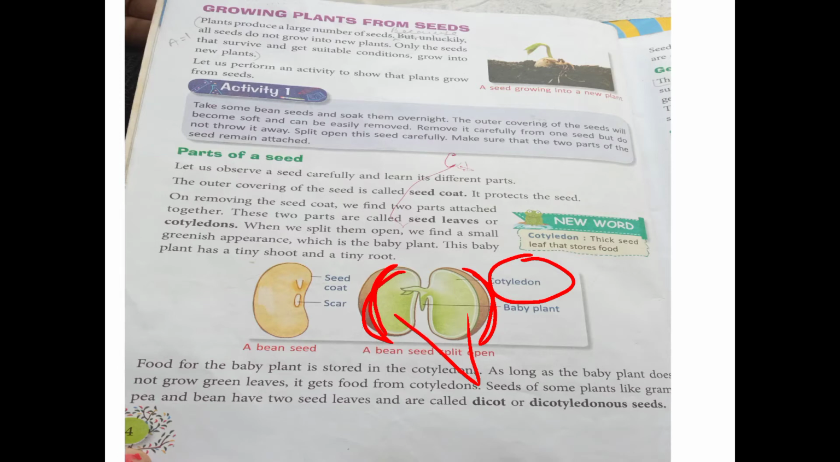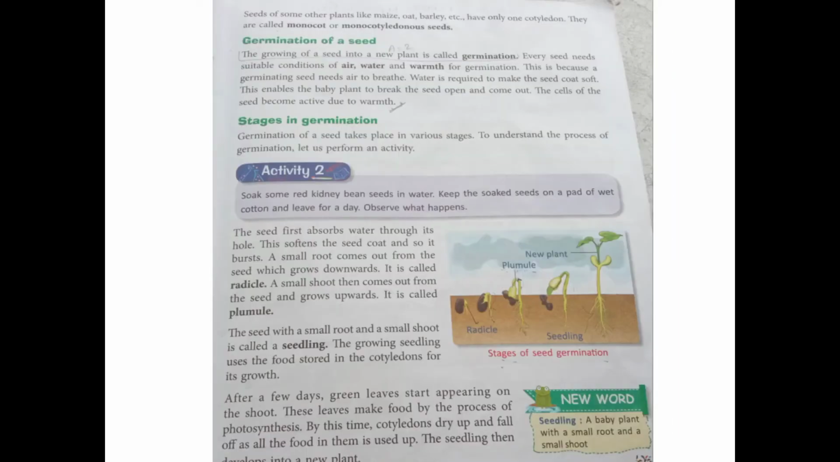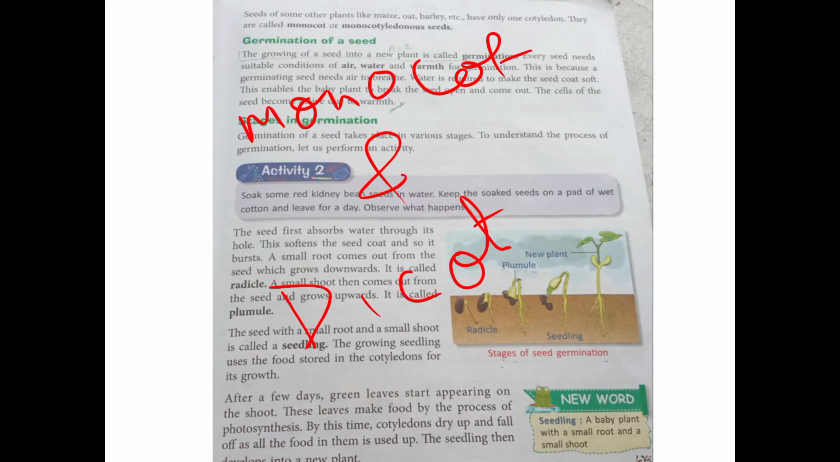Where does the baby plant come from? The baby plant comes from that root part. वो जो छोटा सा root part निकल के आता है किसी भी seed में, that is called the baby plant. Germination of seed. So first of all, seeds are of two kinds: monocot seeds and dicot seeds. Monocot seeds are seeds like maize, barley, oats, and dicot seeds are like rajma, bean seeds, gram seeds like chana.